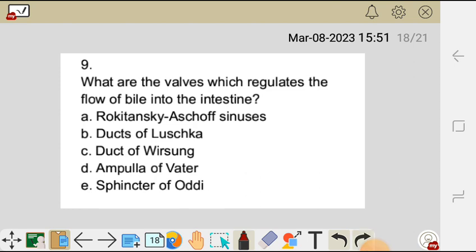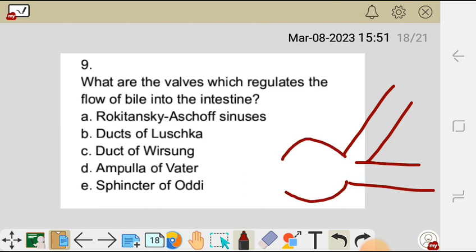So we have the bile duct and the pancreatic duct. They join and form what we call the ampulla of Vater. At the ampulla of Vater, we have a sphincter called the sphincter of Oddi, and that sphincter regulates the flow of bile into the small intestine, specifically the duodenum. So for question 9, the correct answer is the sphincter of Oddi.